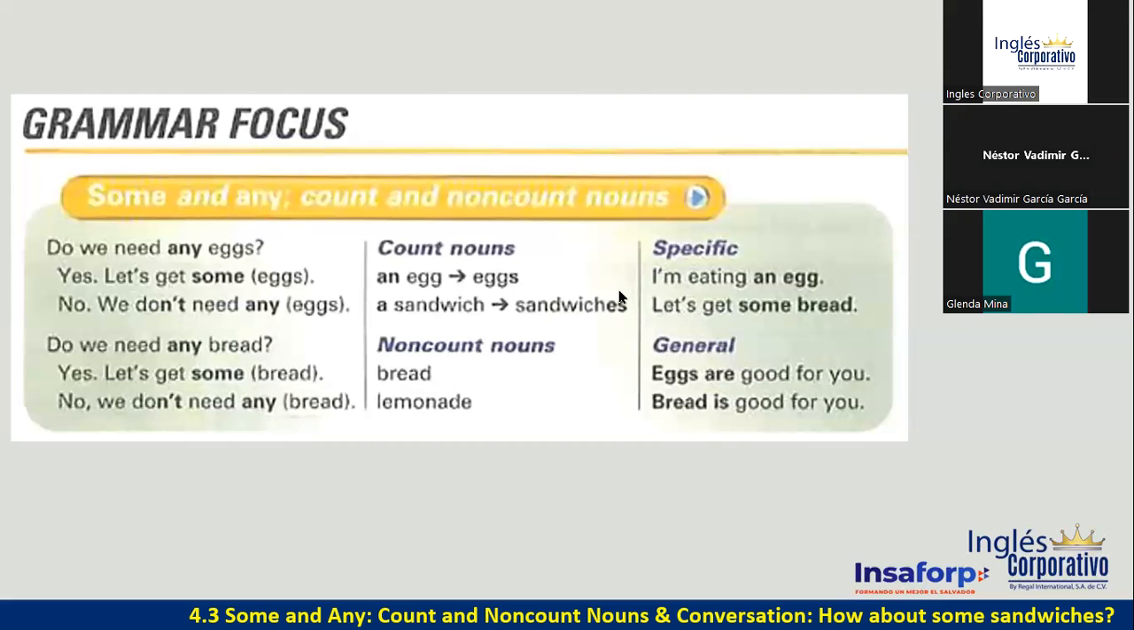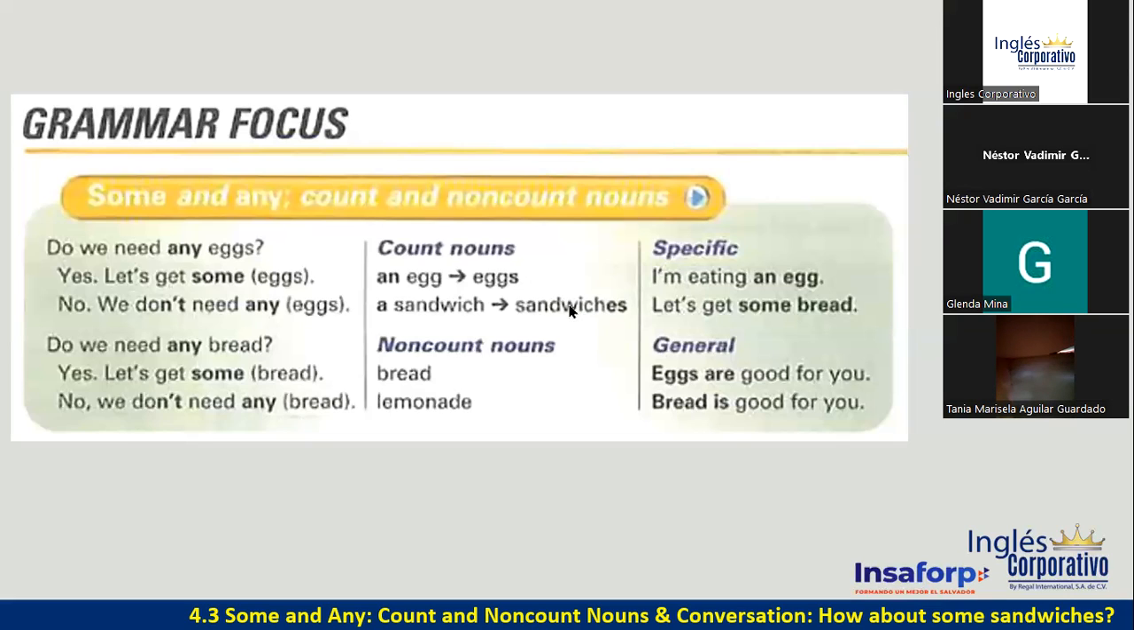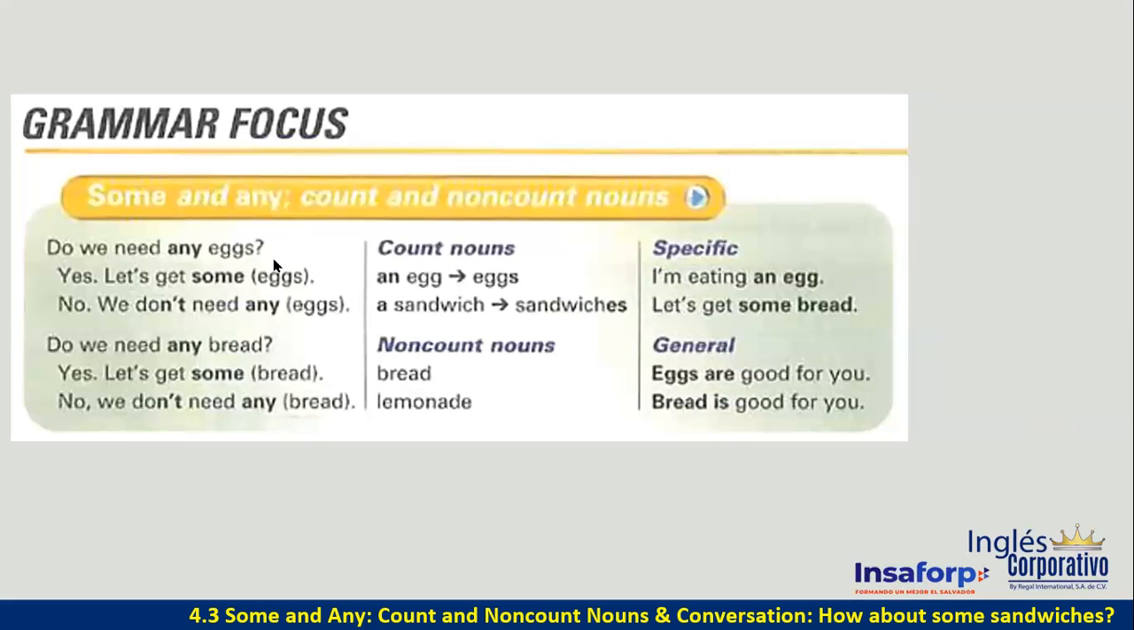Now, what else? ¿Qué más vimos? What we did is that we classify them. Estuvimos pues trabajando lo que es la clasificación, ¿verdad? De los countable and uncountable nouns. Incluso ustedes pues hicieron un par de ejercicios sobre countable and uncountable nouns, ¿verdad?